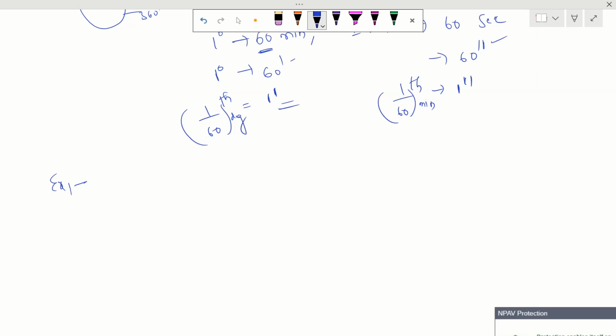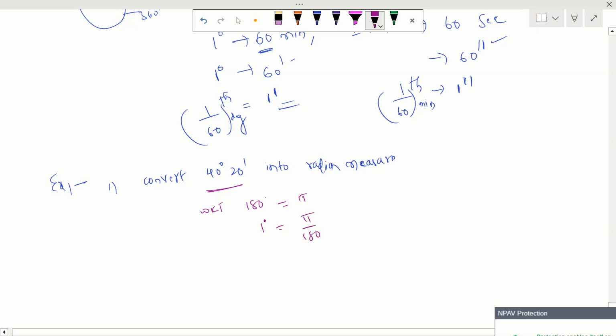So here the first example is convert 40 degree 20 minute into radian measure. Okay, so here a degree is given, therefore we know that 180 degree is equal to pi, and 1 degree is what? Pi by 180. Okay, this is in radian, right?